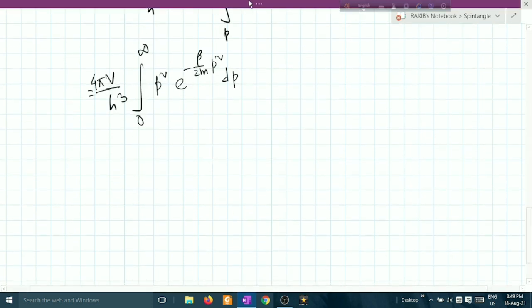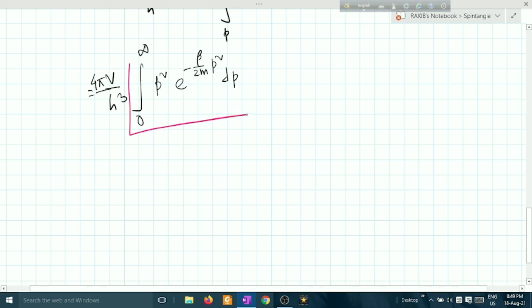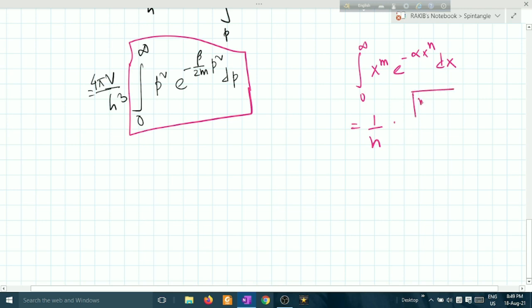Now you have to solve this integration, and there is a standard formula for solving it, as I gave in the offline class. This is a very interesting integration: the integral of x to the power m e to the power minus alpha x to the power n dx. The answer will be 1 upon n times gamma of (m plus 1) upon n, divided by alpha to the power (m plus 1) upon n.